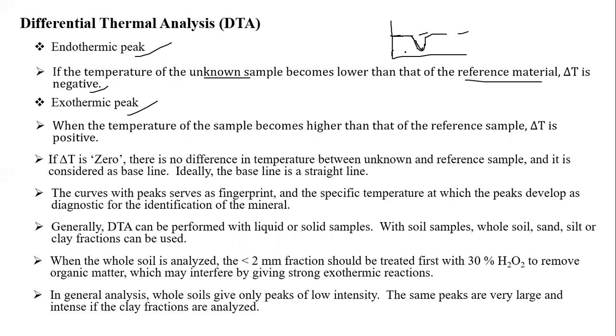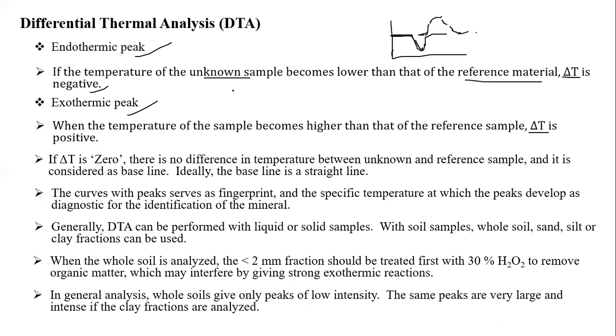But when the temperature of our unknown sample is very high compared with the reference sample, the delta T here will be negative, but in an exothermic peak the delta T will be positive. That means it is quite opposite. So it will show an upward peak development. That is called the exothermic peak.